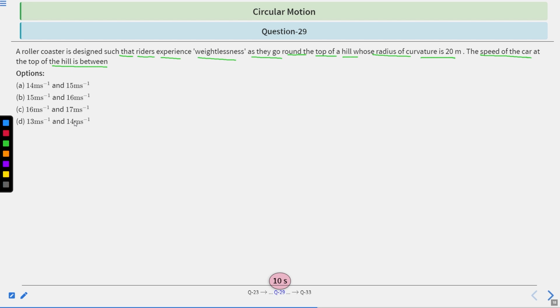Which one is correct? You have 10 seconds to solve this question. After 10 seconds we will provide a solution. Clear?